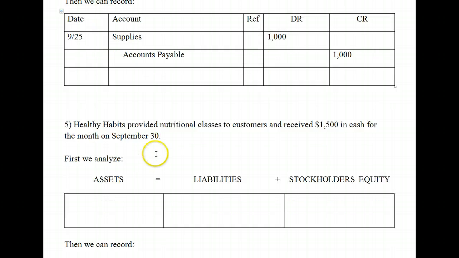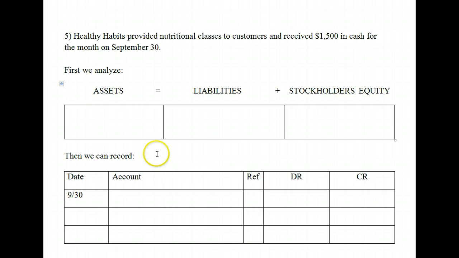All right, let's look at one more. Healthy Habits provided nutritional classes to customers and received $1,500 in cash for the month of September. All right, so again, we're providing a service. We're doing nutrition classes here. And we've performed the class and we've received the $1,500 in cash for that month. Let's talk about what's going on here.